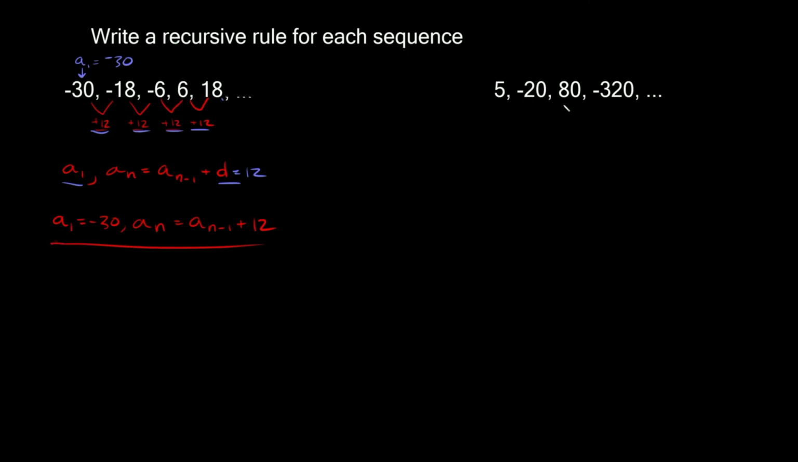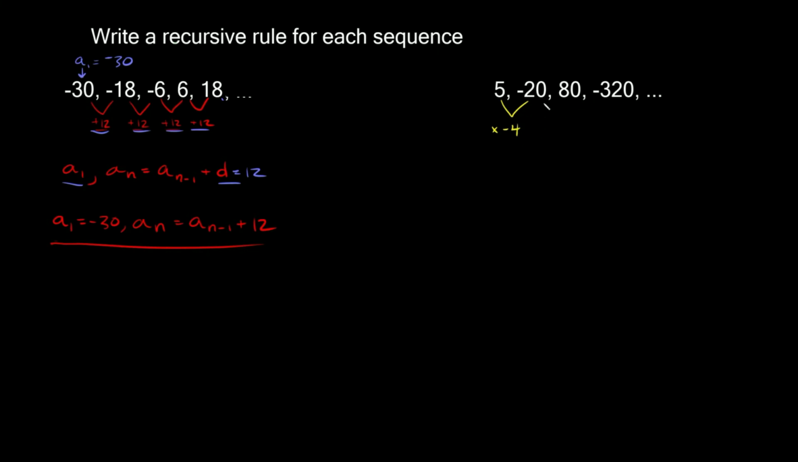All right, now let's go to this one over here. The sequence that it gives us is 5, negative 20, 80, negative 320, etc. One thing that stands out is it goes positive, negative. Whenever you see that, you're always going to be multiplying by a negative number. So to get from 5 to negative 20, we multiply by a negative number, and here it's going to be negative 4.